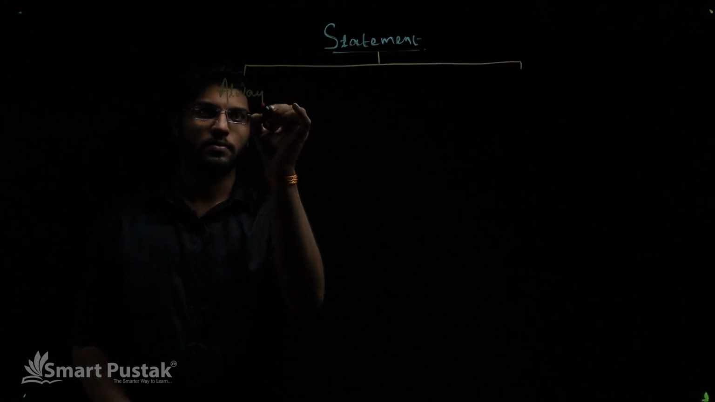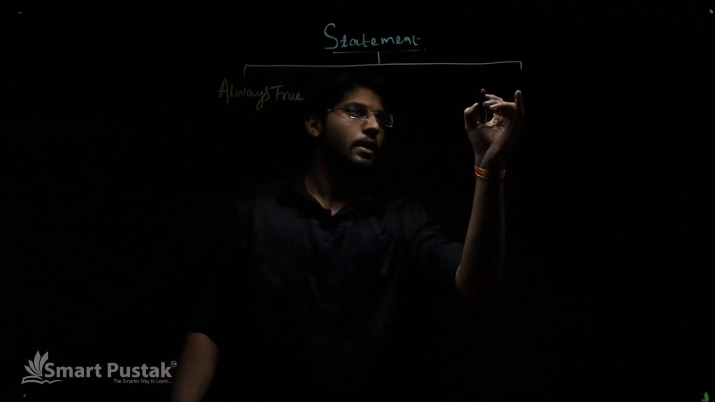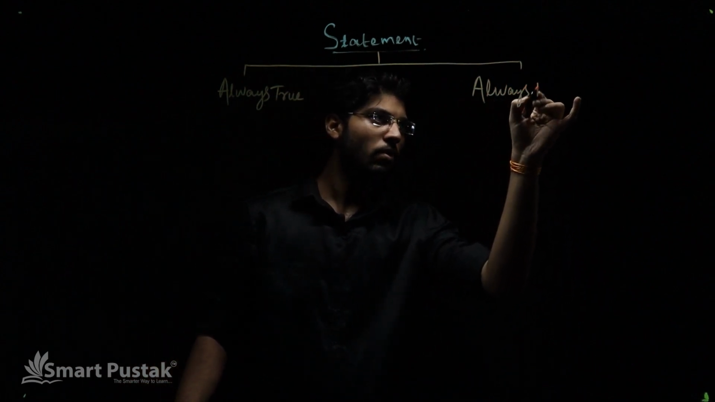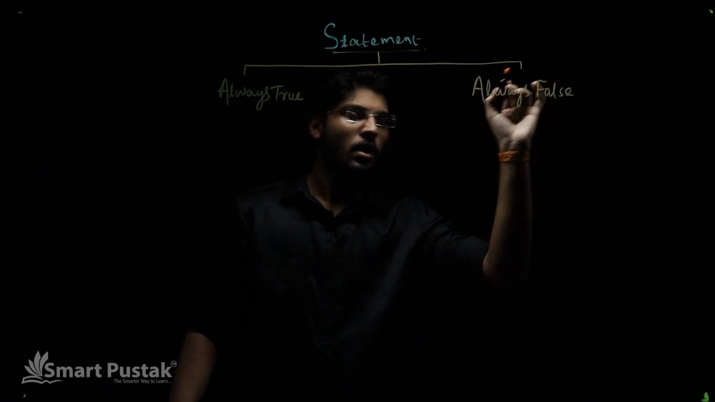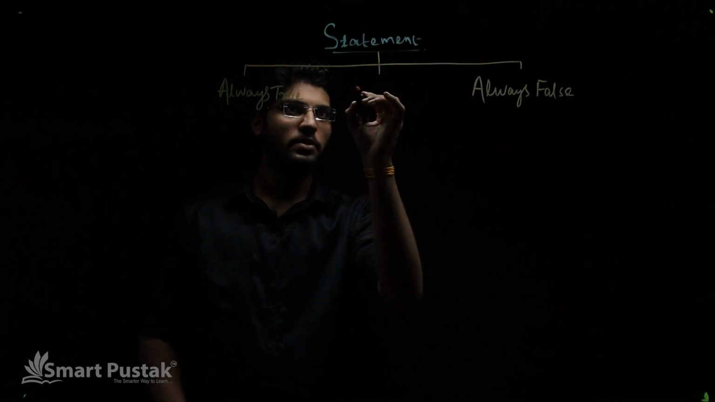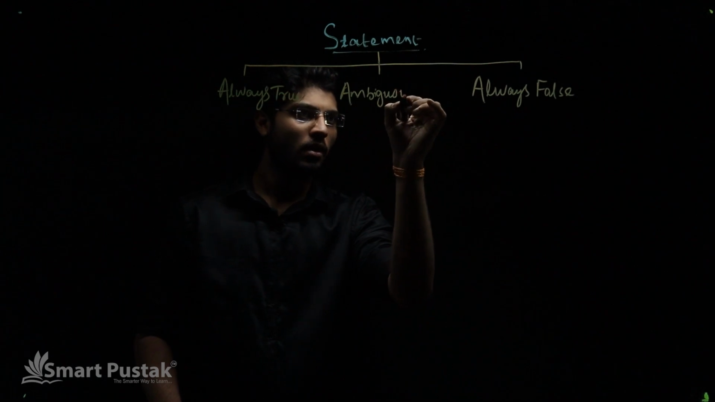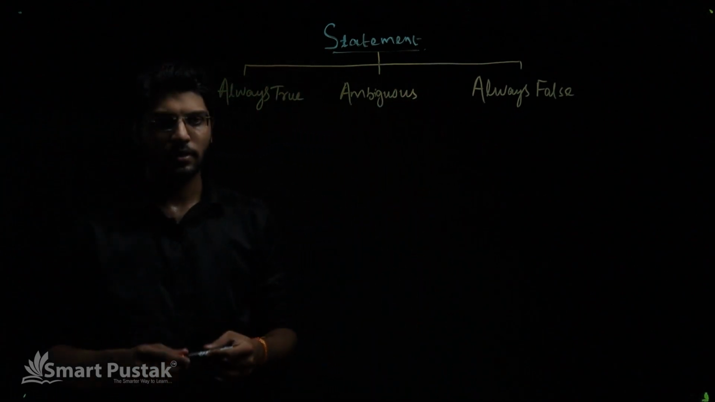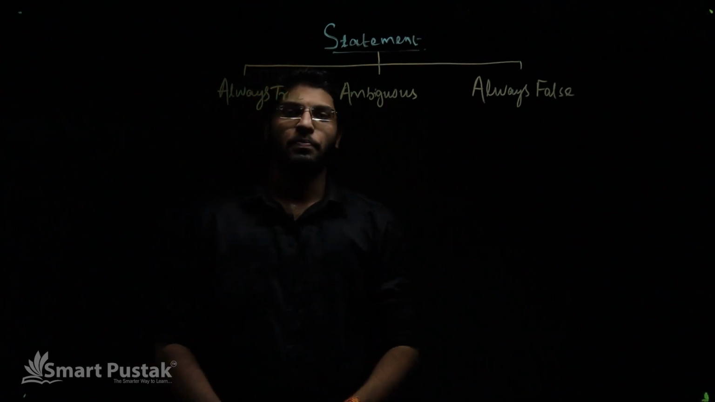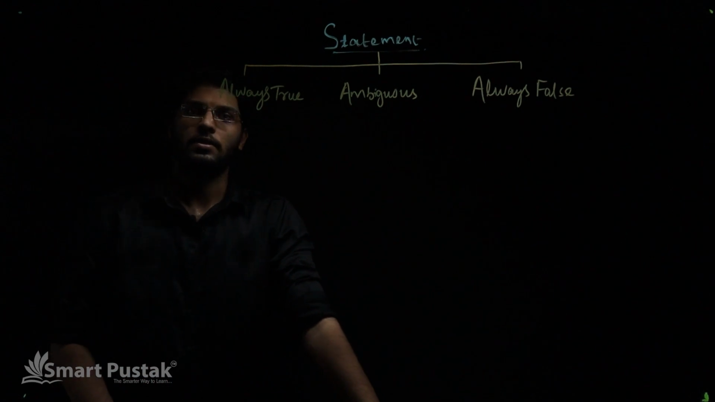The first category is the always true statement. The second category is the always false statement. And between always true and always false, there exists a type of sentence called an ambiguous statement. Now I will explain each of these statements in English first. First of all, we will study always true. Always true is the type of statement that we can say is universally true.